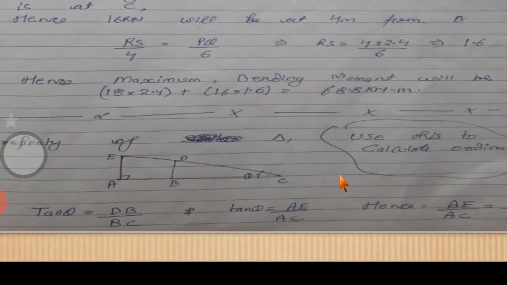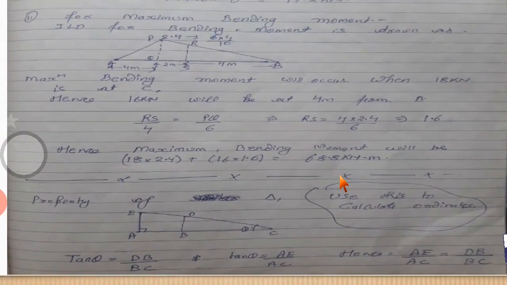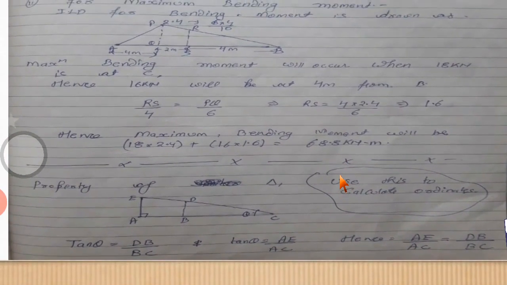Many students ask the doubt of how to solve this similar triangle. So we have another trick for this. Let us see. Suppose these are two triangles, BDC and triangle AEC. If you are confused about how corresponding sides are divided in the same ratio in similar triangles, we have another trick for these types of questions: just calculate tan theta for both triangles.